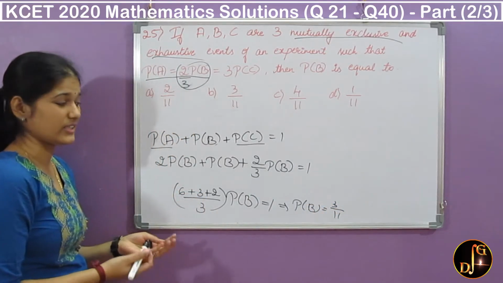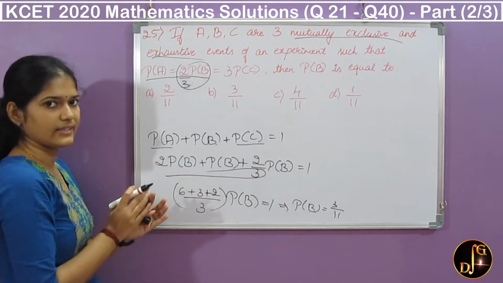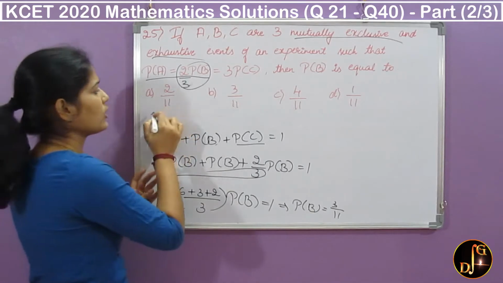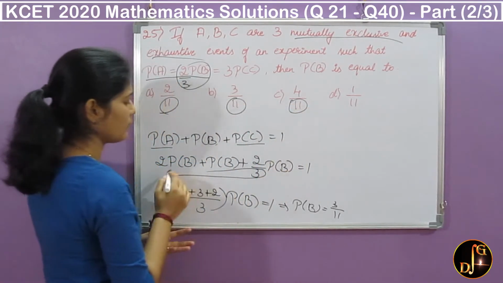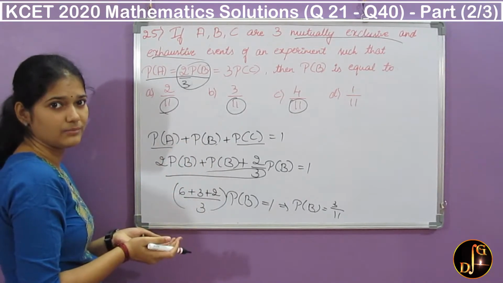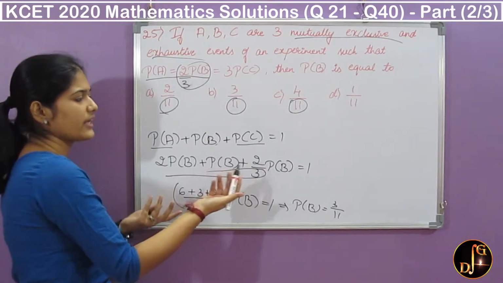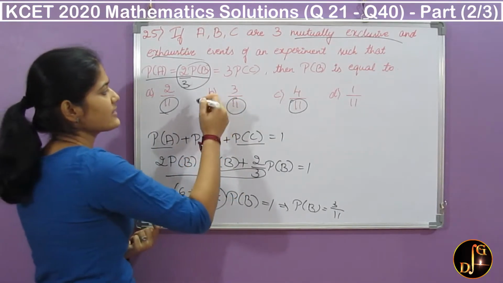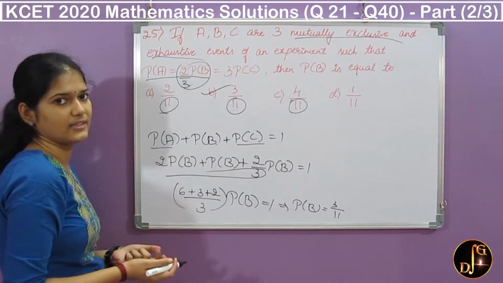Instead of doing this, observe here. Here you will get the LCM as 3, right? In all the options we have the denominator as 11. So obviously the numerator will be 3. When you take the LCM as 3 in the denominator, then it's confirmed that the answer is 3 by 11. Right? Directly you can tick that.